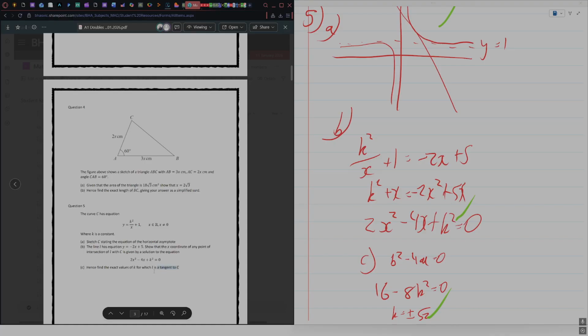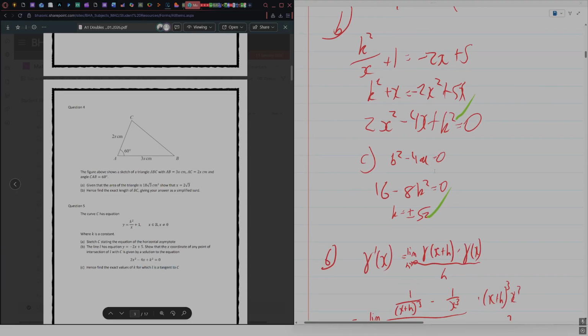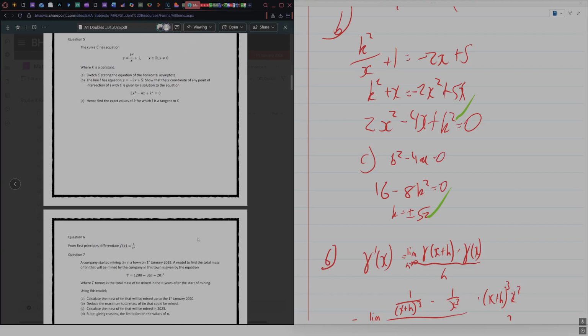L is tangent. Whenever you see a question that's find the value of something for which it's a tangent, it just means it's one solution. So you can say the discriminant equals 0, and solve for k. So it's plus or minus root 2. Next, we have this question.